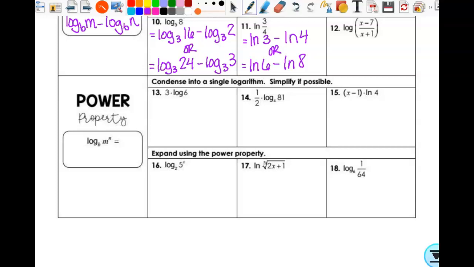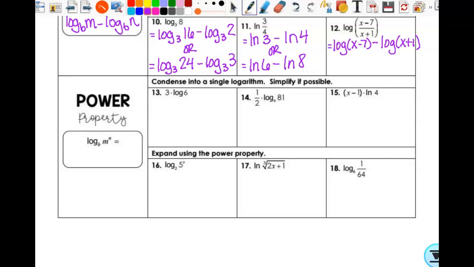And number 12. I can change this into the log of x minus 7 minus the log of x plus 1. I can also put a coefficient in front of each one of those little sets of parentheses because then they would just reduce once you divided them. It'd be fine. Okay? Any questions?